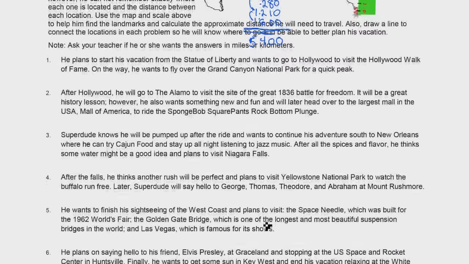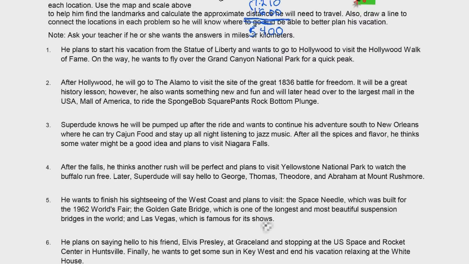I think I'm just gonna write it right on the top. There's no space on the bottom. So we're gonna write 5,400 kilometers. And guess what? We are finished.